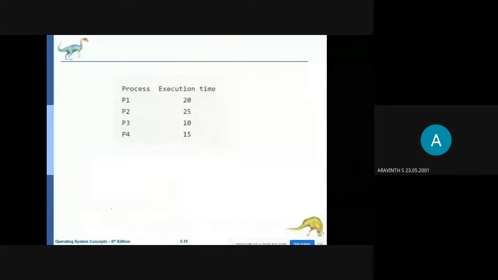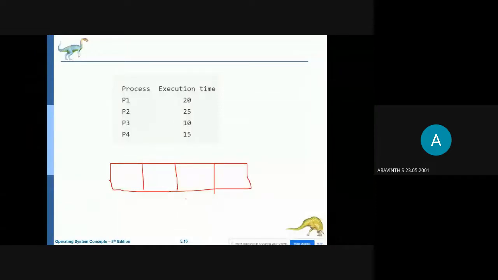So now it's your time. You are going to solve this problem. I'm drawing a Gantt chart. There are 4 processes. Anyone come forward and tell me which process will execute first. Anyone unmute and let me know which process comes first. P3, sir. Very good. So P3 comes first.